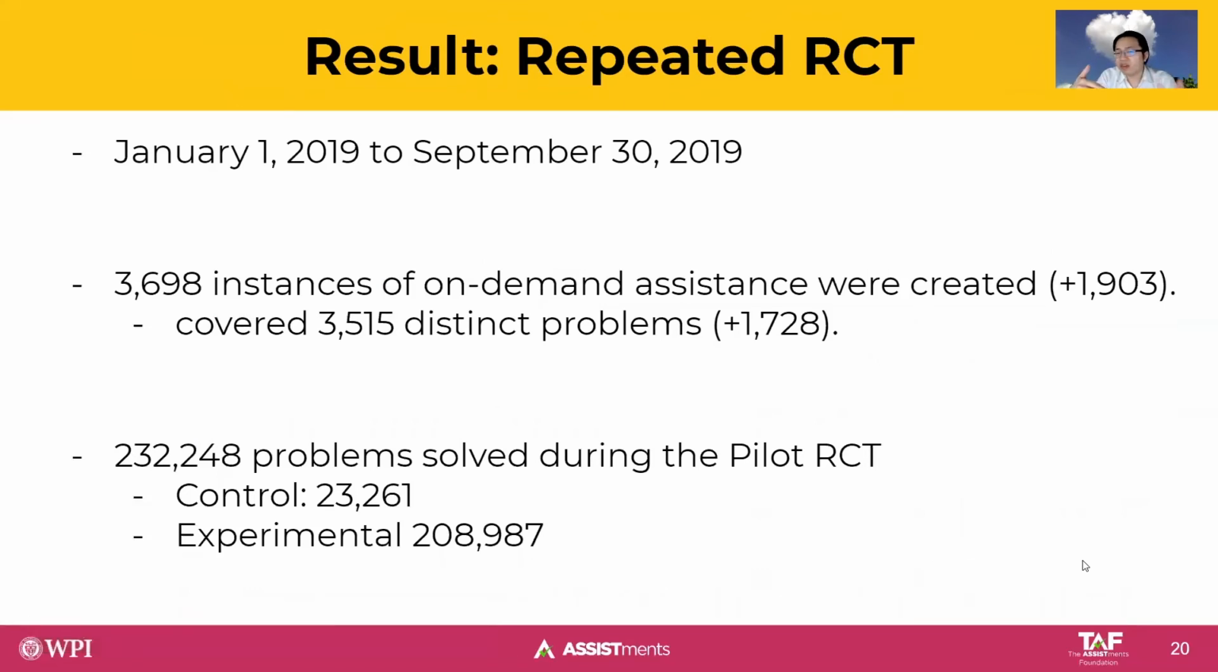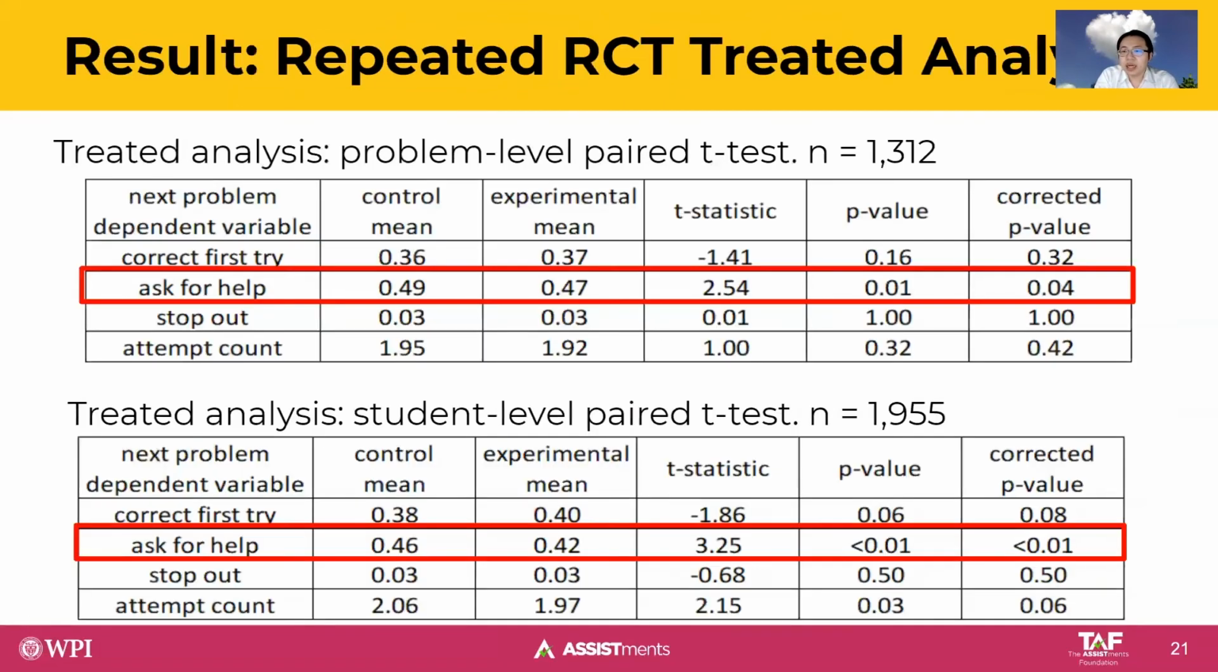Then we repeated the same experiment in the spring term. We created roughly double the amount of on-demand assistance, and the result is in the same direction. Students are less likely to ask for help in the next problem, which means they are more likely to work on the next problem by themselves until they get the problem correct without asking for additional assistance. And on average, they didn't have a higher attempt count as well.